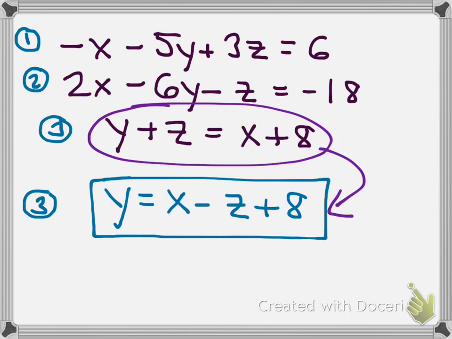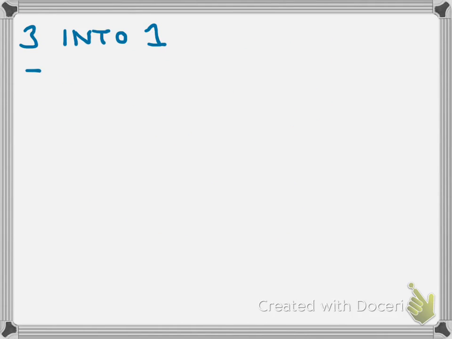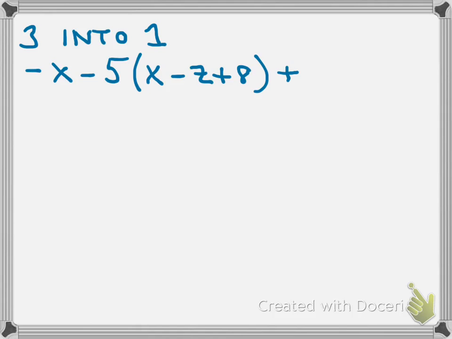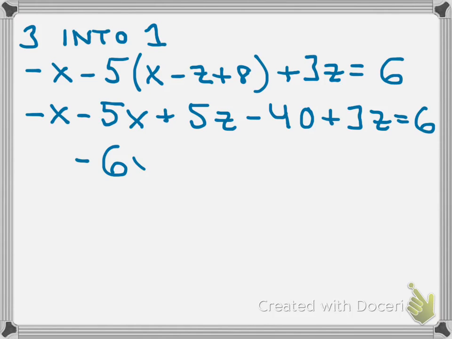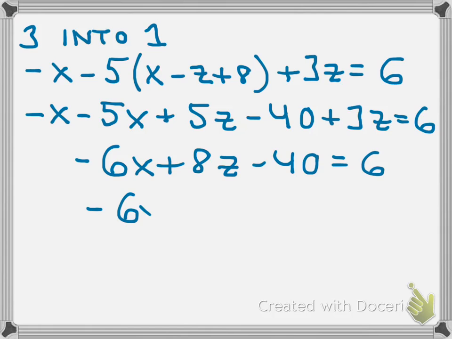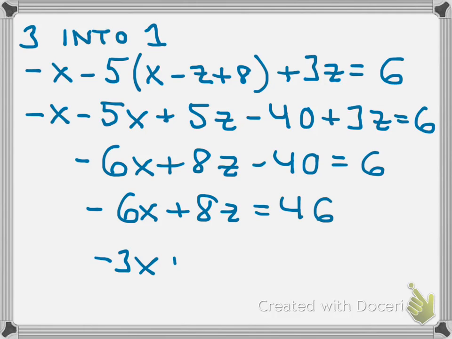So now I'm going to take my transformed equation 3 and plug it into the other two equations. If I take equation 3 and substitute it into equation 1, I have some work to do here, a distributive property with a negative in it, so you do need to be careful there. And I end up with negative 6x plus 8z equals 46.